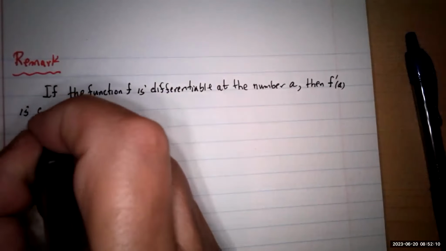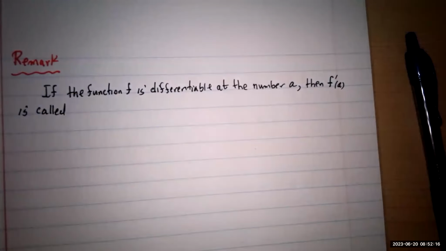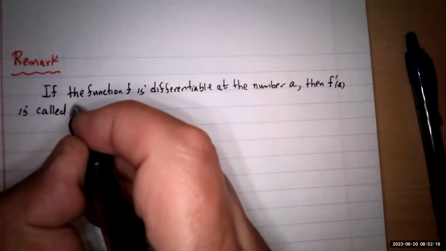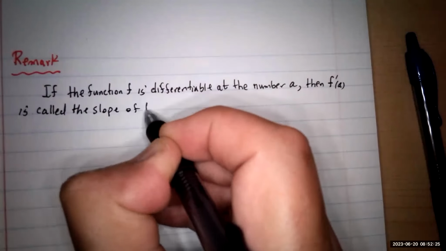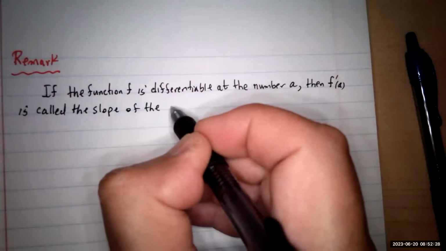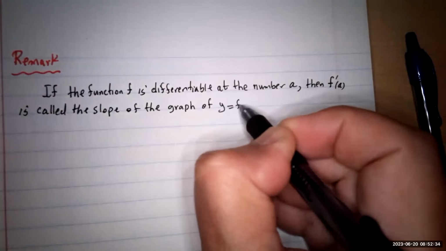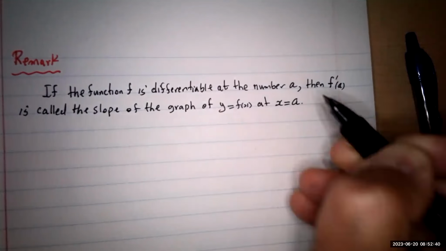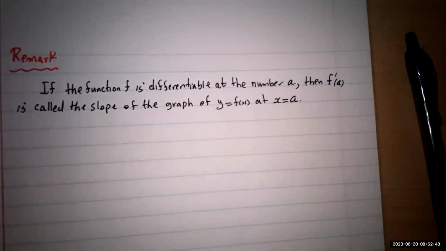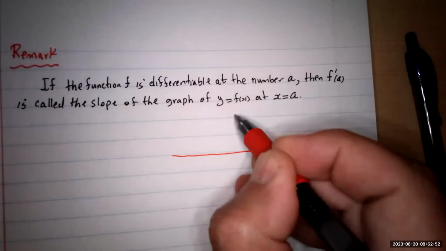We usually refer to the slope of a line. Now we can refer to the slope of the curve. It's called the slope of the curve, of the graph of this equation y equals f of x at x equals a. So that will help you to quickly generalize something that you know from algebra. Now we extend it for calculus. So this is going to be the case.